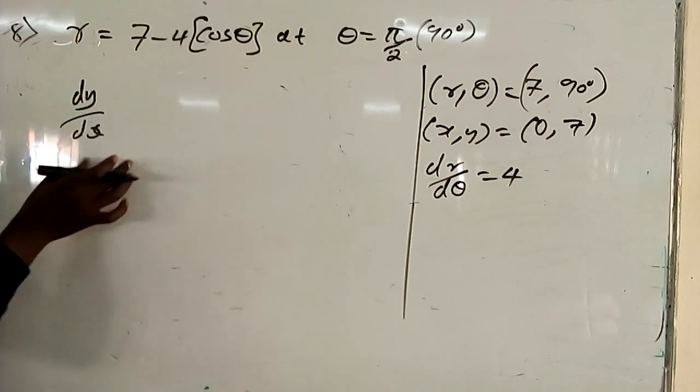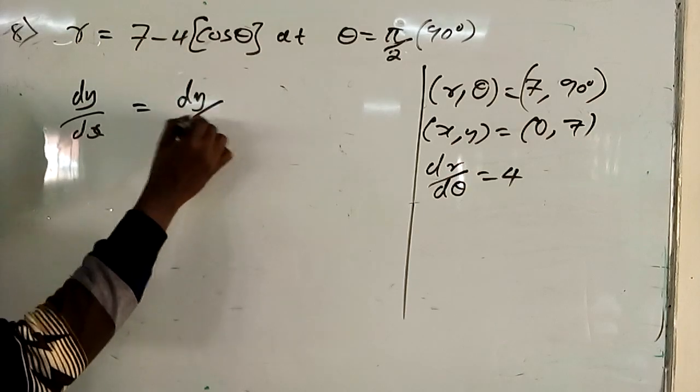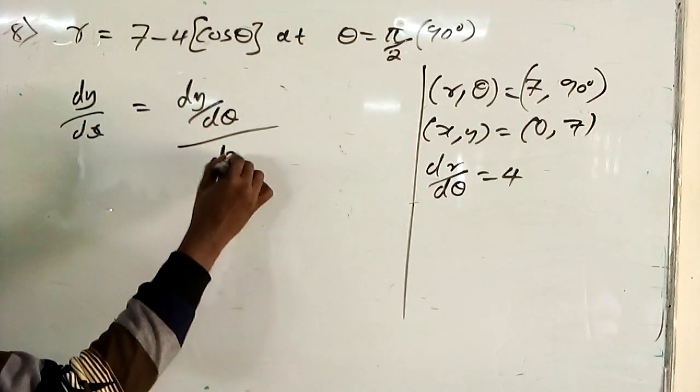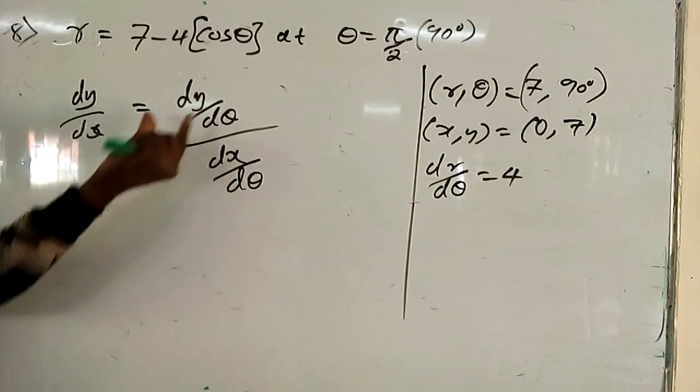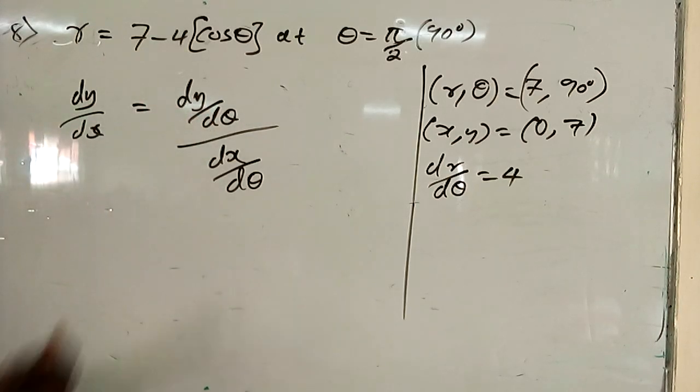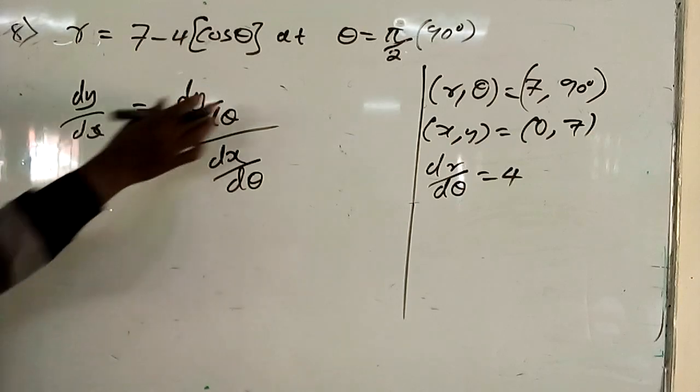If you divide both the numerator and denominator by d theta, you get dy over d theta divided by dx over d theta, isn't it? So it means for us to get the derivative of the curve, we have to get dy over d theta, and we also need to get dx over d theta. That is when we are able to get the derivative of the curve, isn't it? Are we together there? So what is dy over d theta?